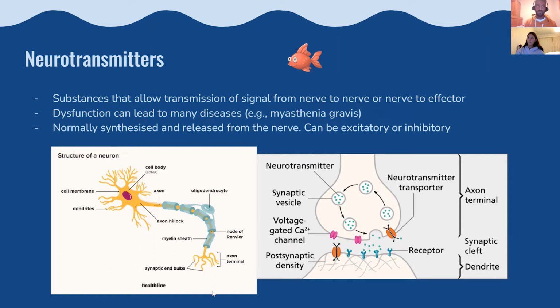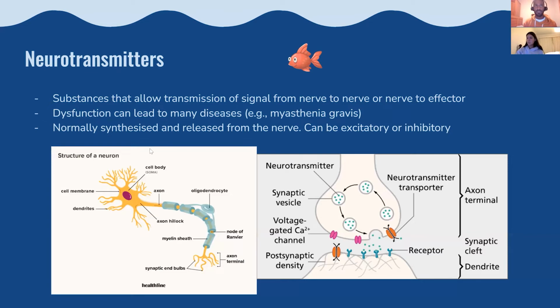That's where neurotransmitters come into play. Within a nerve, the signal travels all the way down purely electrically. But once we get to the end of the nerve, we need substances like neurotransmitters to actually move the signal from one structure to the next. So we have electrical transmission in the nerve and then chemical transmission, maybe from nerve to nerve or from nerve to muscle. So neurotransmitters are substances that allow the transmission of a signal from one nerve to another or a nerve to an effector site.